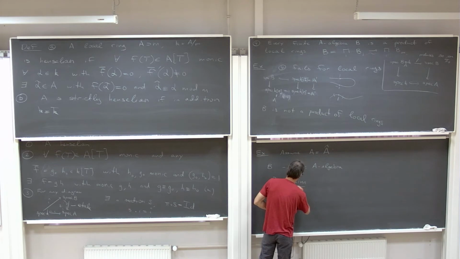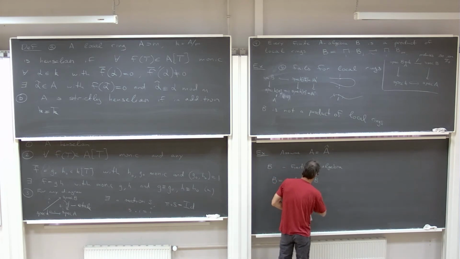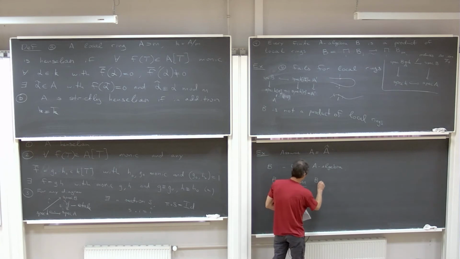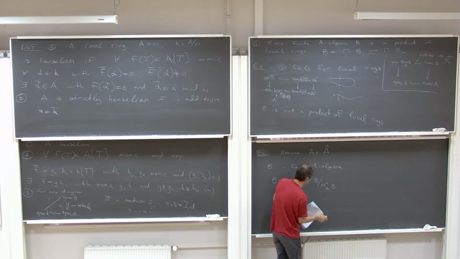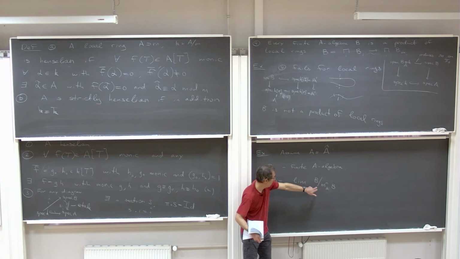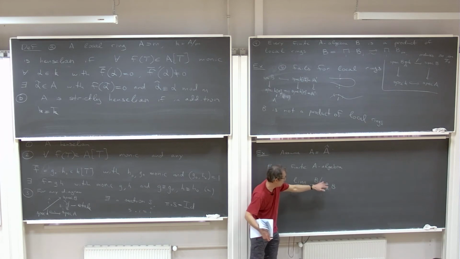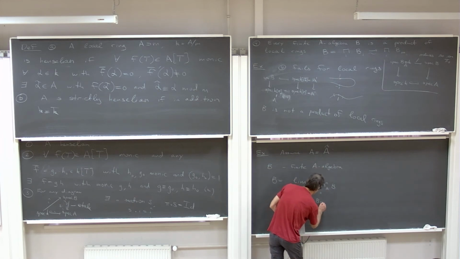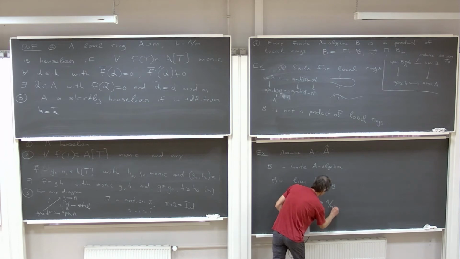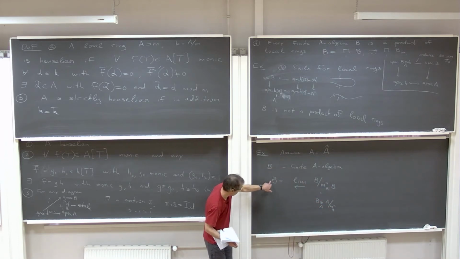So I take the maximal ideal in A, and I generate the ideal in B. So that's the same as the tensor product of B over A with A modulo a power of the maximal ideal, right? Because B is also complete.